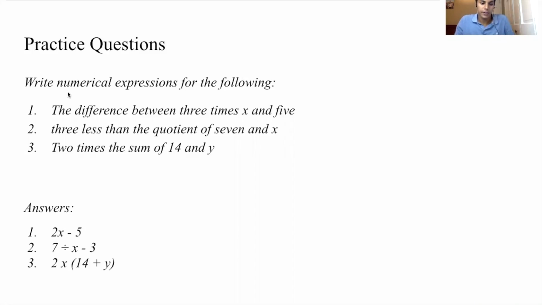So let's start on the first one. The difference between 3 times x and 5. So we're finding the difference between two things. So if we break this into a group, it's the difference between, and then 3 times x and 5. So remember, when we have the difference between, we always have 2 numbers that we're finding that difference between. The second number is just 5 because it comes after the and. But the first number is 3 times x, which means this is the part we need to do first.